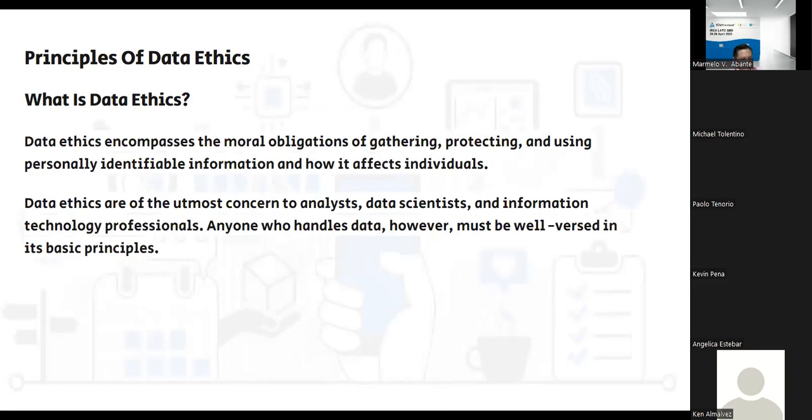All right, so for this topic, this is about the principles of data ethics. So again, let's define what is data ethics. Data ethics encompasses the moral obligation of gathering, protecting, and using personally identifiable information and how it affects individuals. Data ethics are of the utmost concern to analysts, data scientists, and information technology professionals. Anyone who handles data, however, must be well versed in its basic principles.